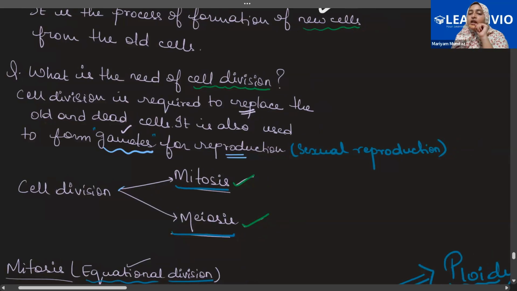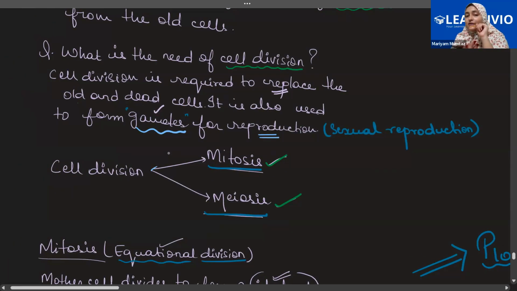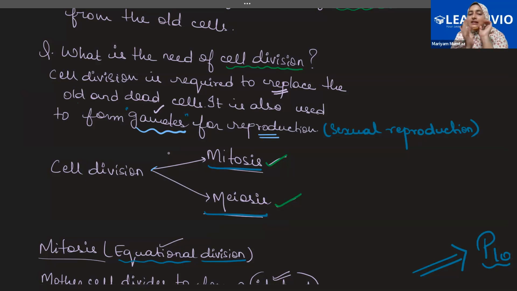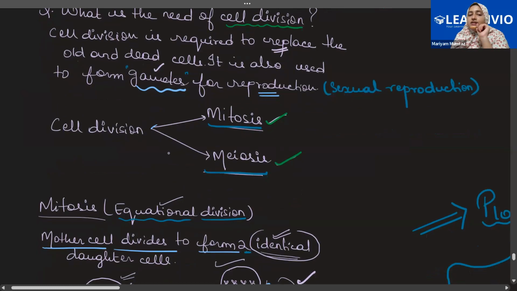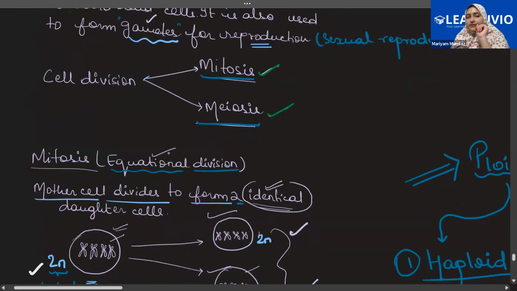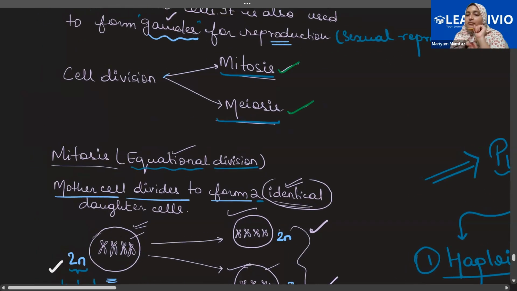When you go to class 10, you will understand more about this. But for now, just remember that cell division is used to form gametes and it is used to repair the old damaged tissues or cells. Now, cell division is of 2 types, mitosis and meiosis.